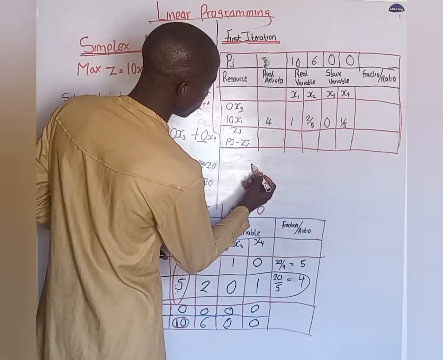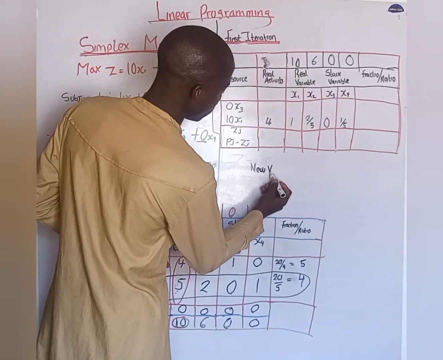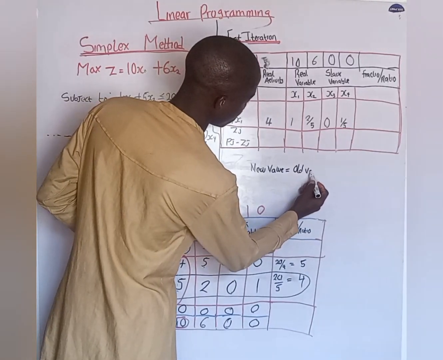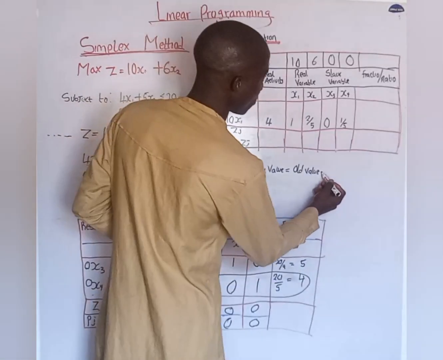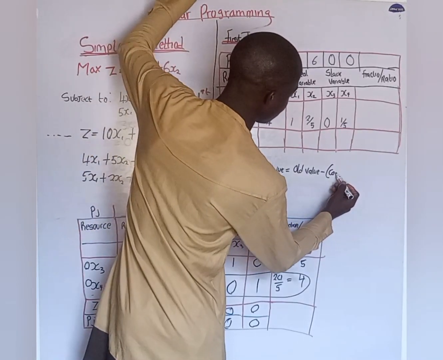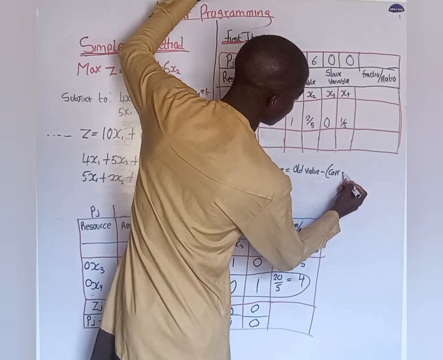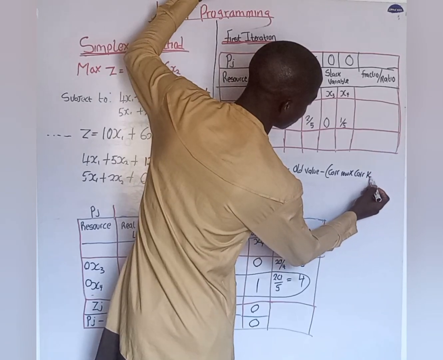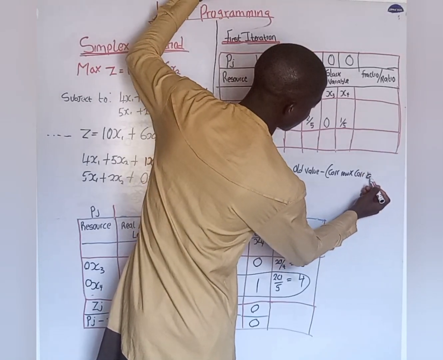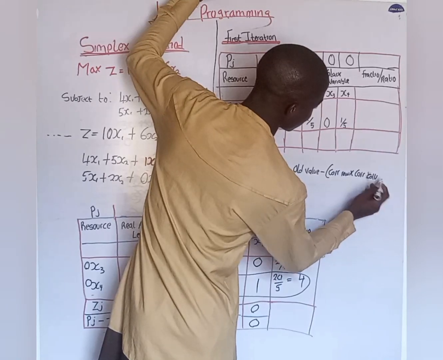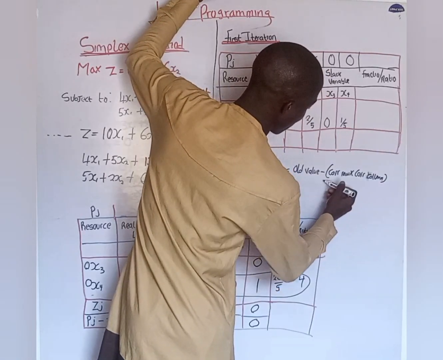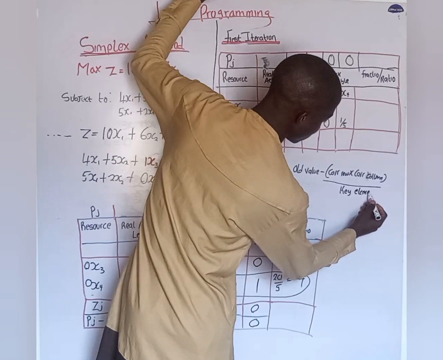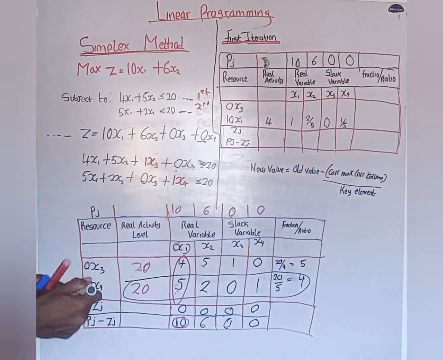This is the formula I'm saying. New value is equal to old value minus corresponding key row element multiplied by corresponding key column element, all over key element. That's the formula I'm saying.